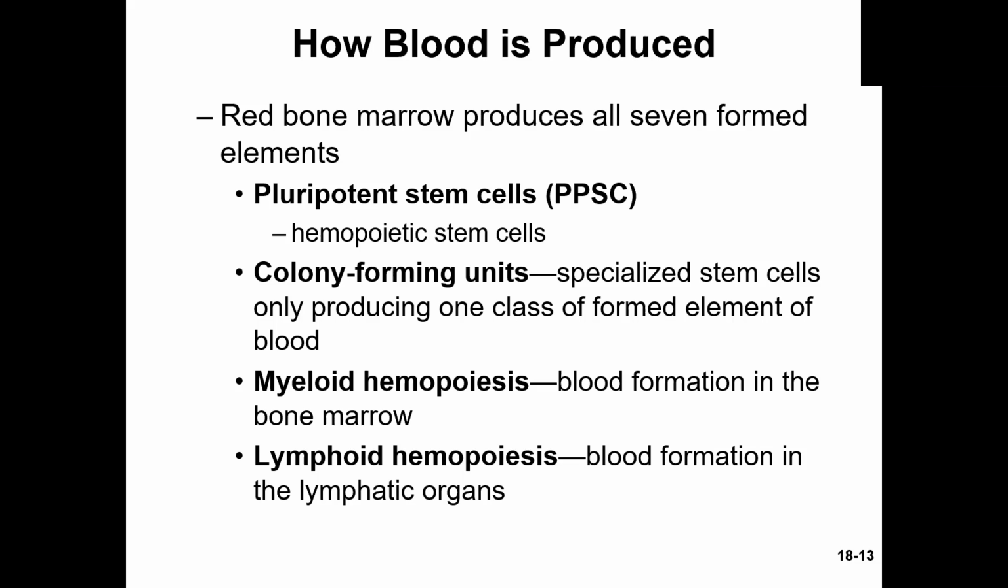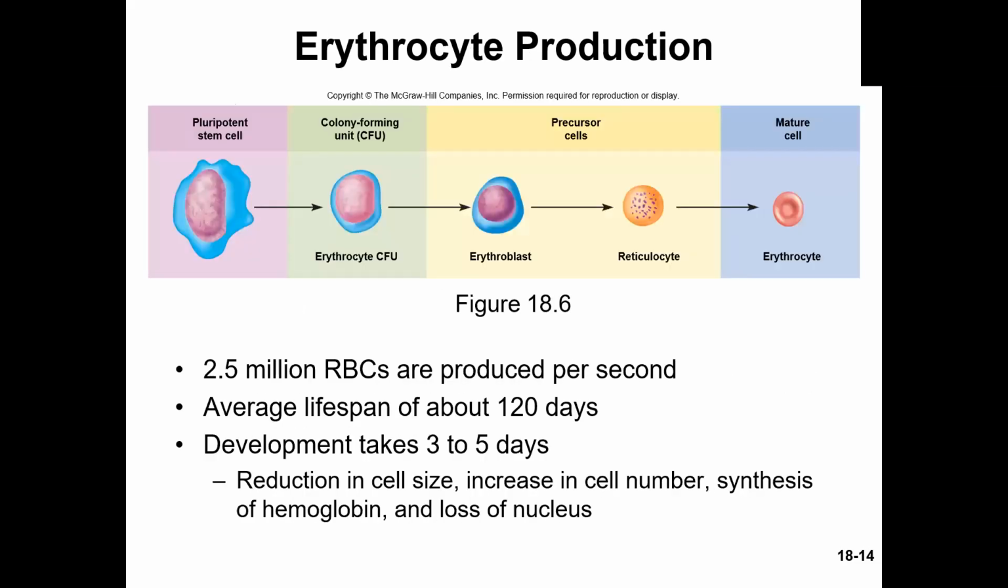The colony forming unit will be the first committed cell in the line of differentiation, where we have a definite direction of what that cell is going to be when it grows up. From the colony forming units, it's going to break into one of two paths: myeloid hemopoiesis, which is carried out within the bone marrow, or lymphoid hemopoiesis, which is carried out within lymphatic organs. We'll see a picture of that in a minute, and that will make more sense on how they break down and what they form.